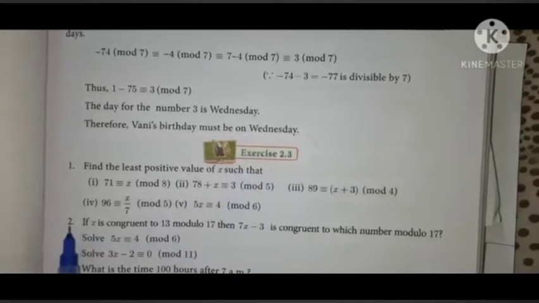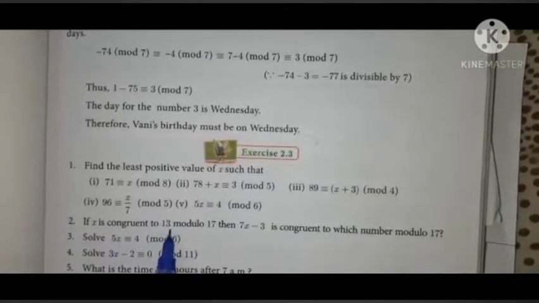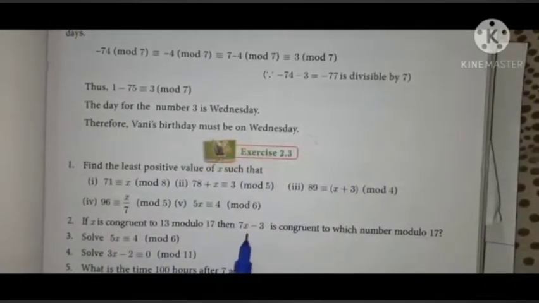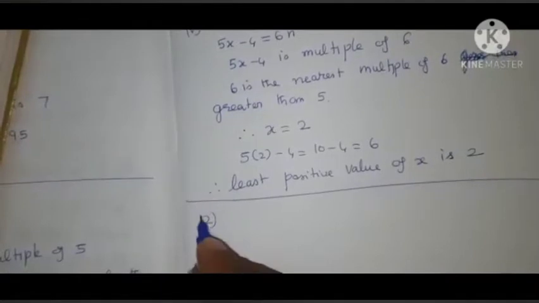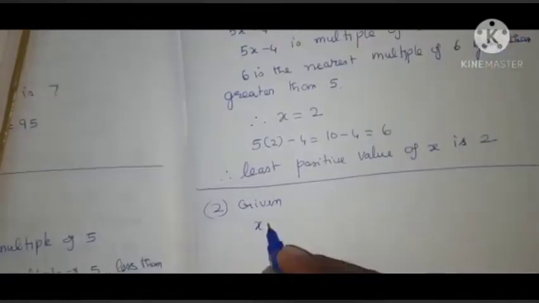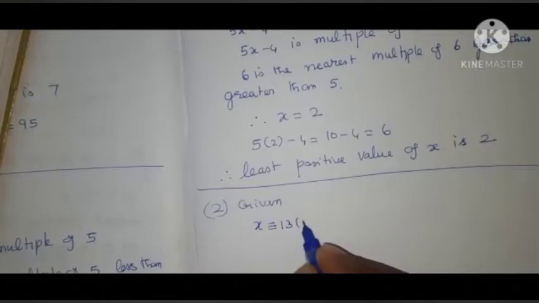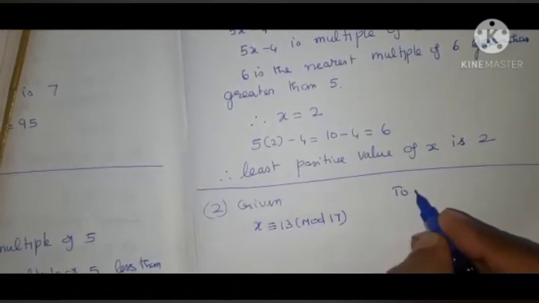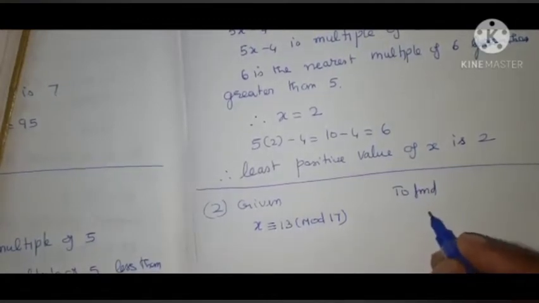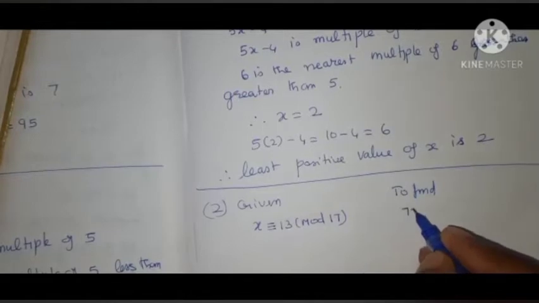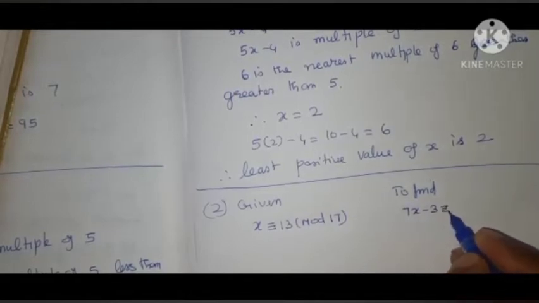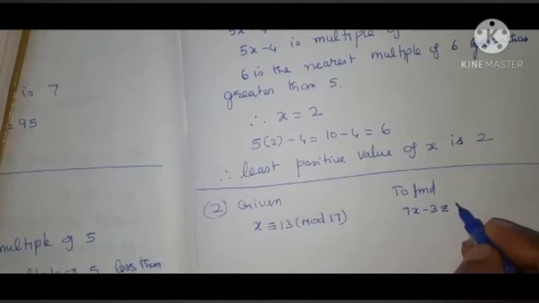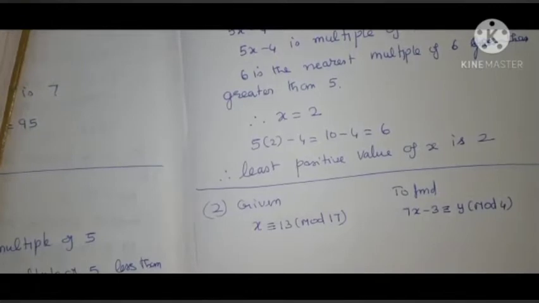Exercise 2.3, question number 2. If x is congruent to 13 mod 17, then 7x minus 3 is congruent to which number mod 17? Given: x congruent to 13 mod 17. To find: 7x minus 3 is congruent to y mod 17. Find the value of y.